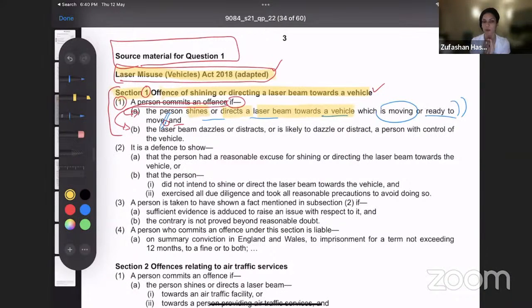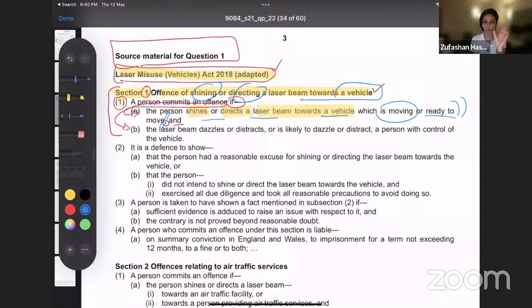You only got to stop here. You're not supposed to say how wrong this was, or that this is so unfair for the driver, or that it could have killed him. That's not relevant. Your offense is of shining the laser beam or directing it at a vehicle. That's it. You will stick to this and end the discussion there.